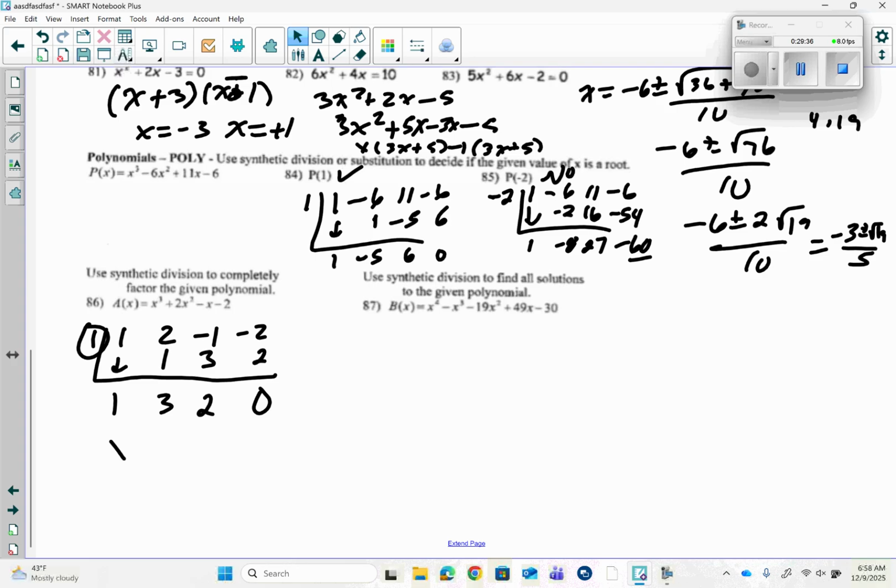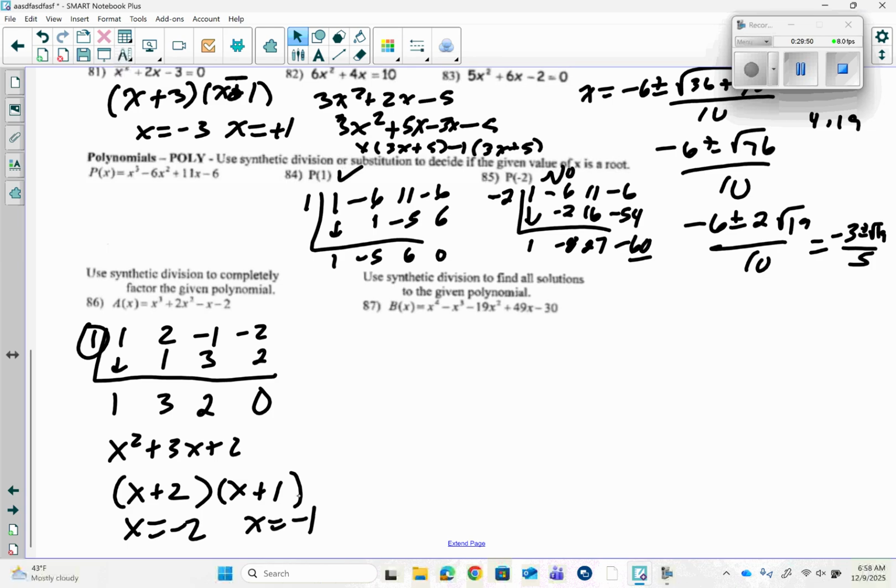This is going to be x squared plus 3x plus 2. What two numbers multiply together to give me 2 and add to give me 3? It's these. So I'm going to get x equals negative 2 and x equals negative 1 as my other roots. So those 3 are our roots. Again, it might be a multiple choice question, so if you just graphed it, you found where it crossed.